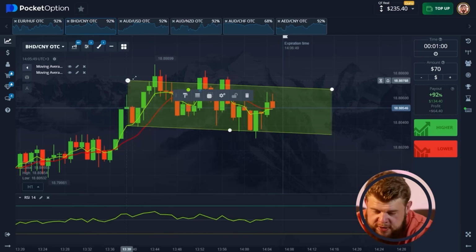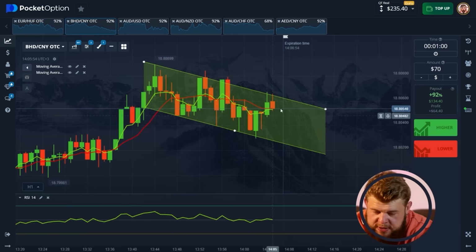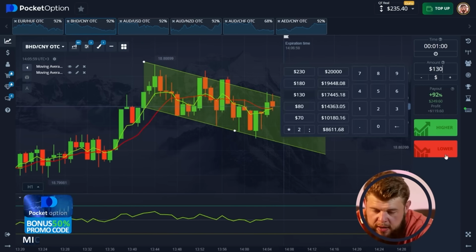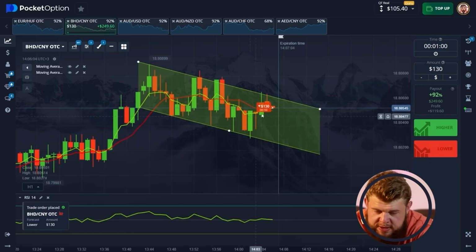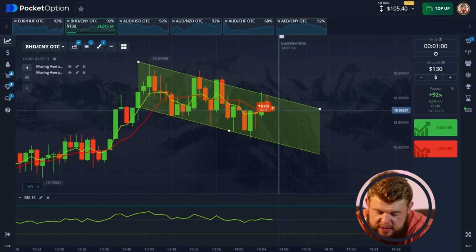Let me draw for you the downgoing channel so that you can clearly see what we're going to do. As you can observe right now, price is hitting the upper edge of the downgoing channel, so that's why let me open sell position because we're expecting to receive the pullback reaction from the upper edge of this downgoing channel, and that's it.